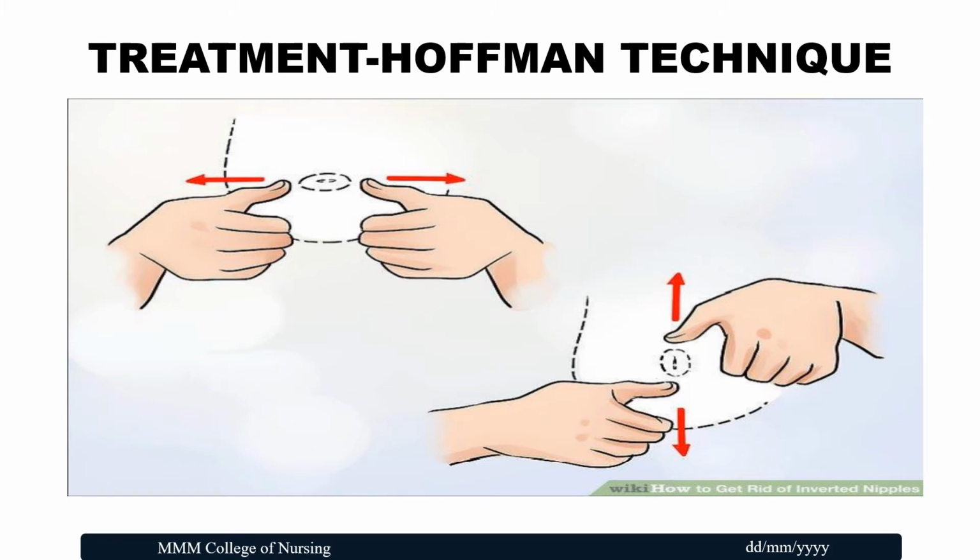Then press firmly into your breast tissue. While still pressing down, gently pull your thumbs away from each other. Move your thumbs all around the nipple and repeat it. So this is the Hoffman technique.